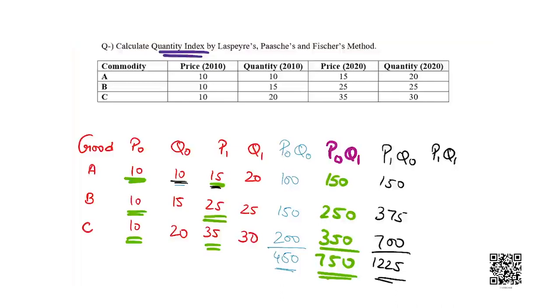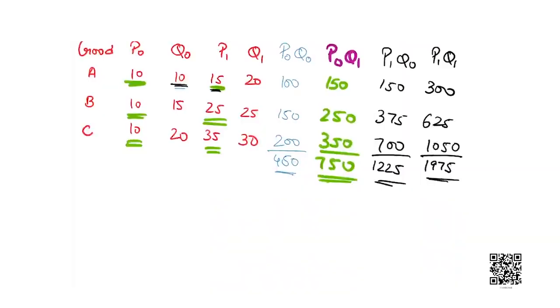So, we have 15 into 20 giving us 300, 25 into 25, 625, and 35 into 30, which will be 1,050. So, the total for this will be 1,975. Now, let's calculate the quantity index by the Laspeyres formula. To calculate the quantity index, we use the formula sigma Q1 P0 upon sigma Q0 P0 into 100.